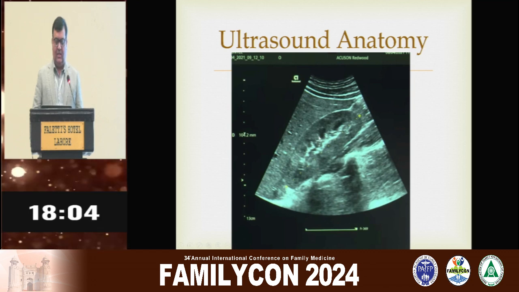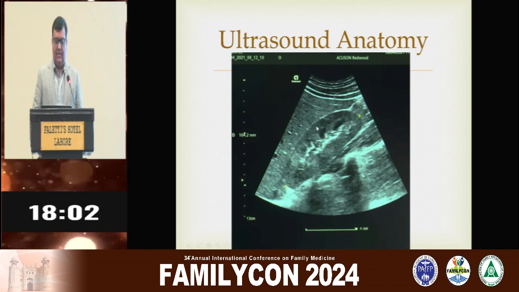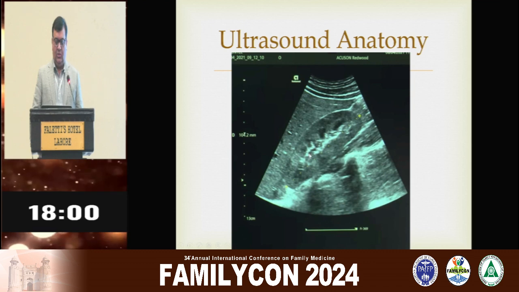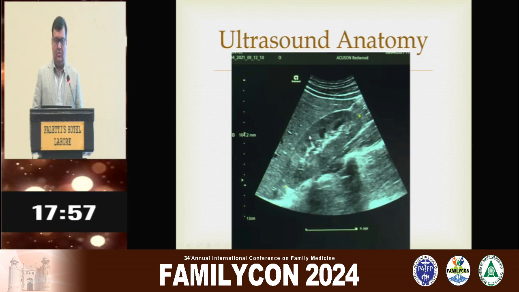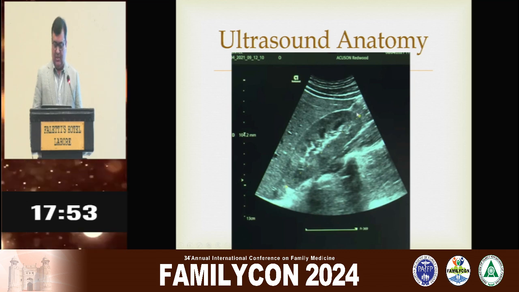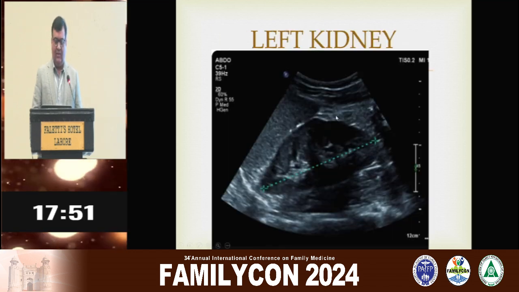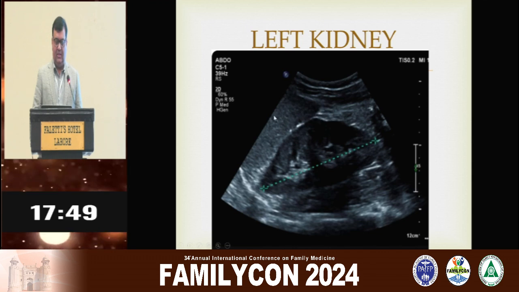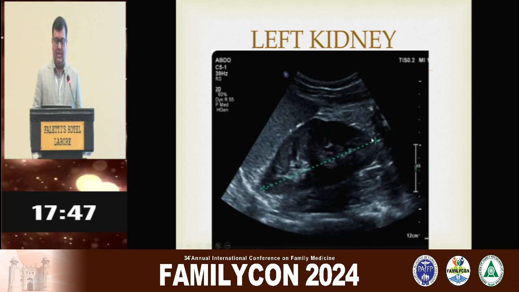This is the renal sinus. These are the pyramids, and then is the cortex. So renal sinus and the cortex. So you can see the anatomy very clearly here. And this is how we take the bipolar length. This is the left kidney. You can see the spleen on the other side, and then more or less the anatomy is the same.